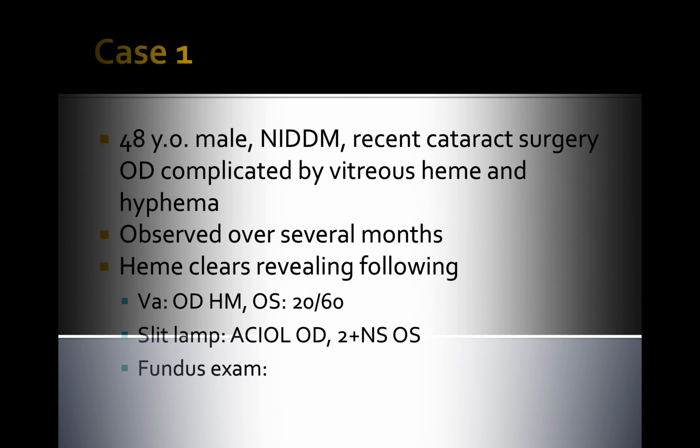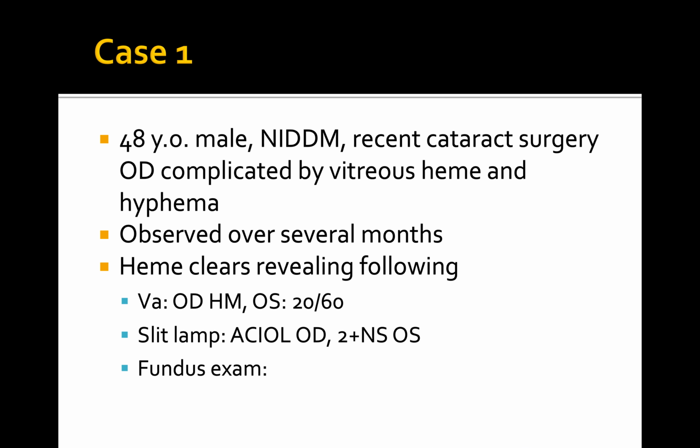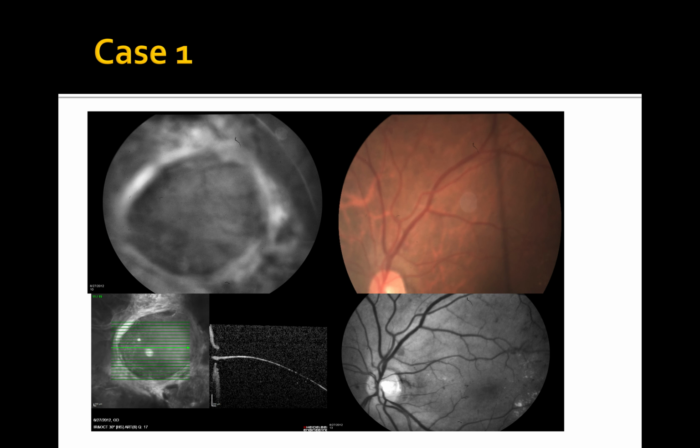So here's a few examples. This is a 48-year-old male with non-insulin dependent, that is type 2 diabetes. He had recent cataract surgery complicated by vitreous hemorrhage and hyphema. He was observed initially for several months. As the hemorrhage cleared, one could get a better view into the fundus, and this is what we had. Fairly dense and pronounced fibrovascular tissue on the right eye. The left eye looks like there's non-proliferative disease, few dot blot hemorrhages, and so on.